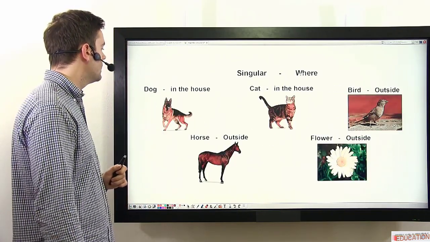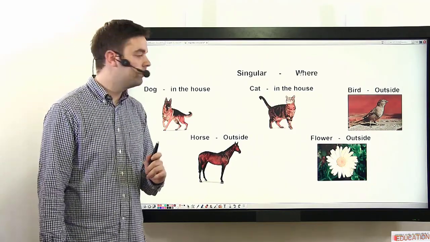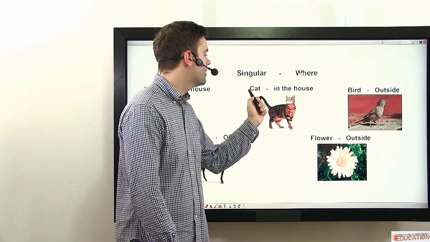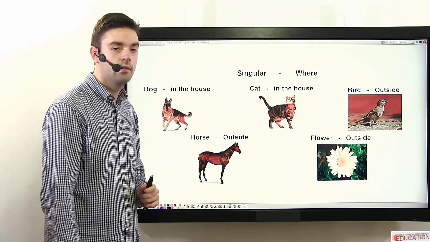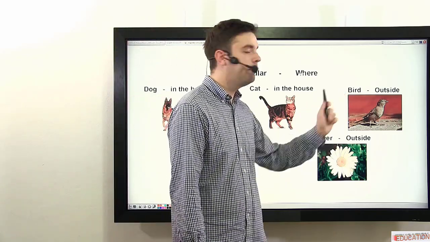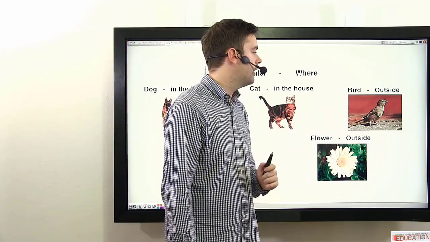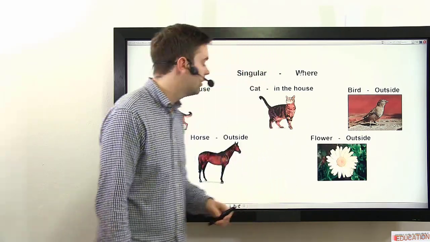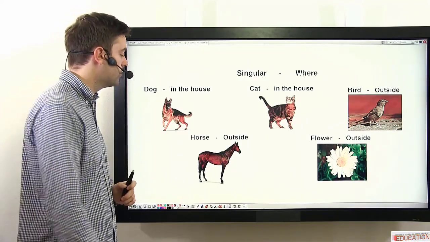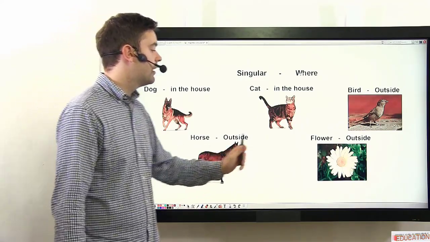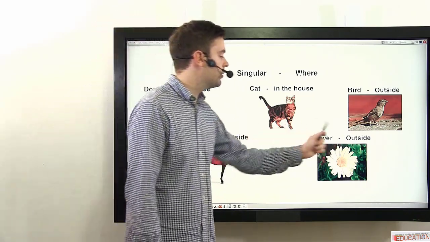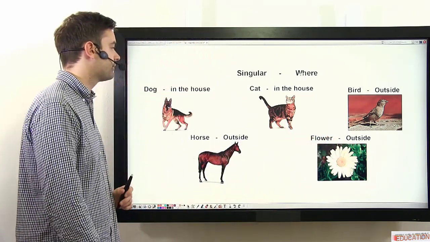Dog, D-O-G, dog is found in the house. Cat, C-A-T, cat is found in the house. Bird, B-I-R-D, is found outside. Horse, H-O-R-S-E, horse, is found outside. Flower, F-L-O-W-E-R, is also found outside.